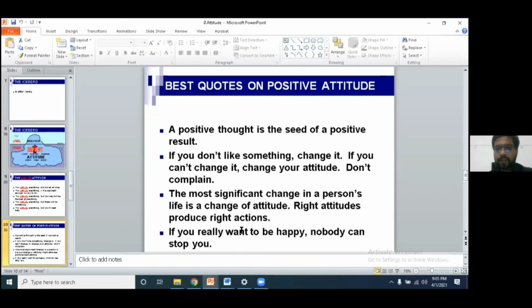If you really want to be happy, nobody can stop you. Just think from your mind, just think from your heart that I want to be happy. Whatever I have, I got a salary of 10,000, I'm happy. You just need to think from your mind, from your heart.